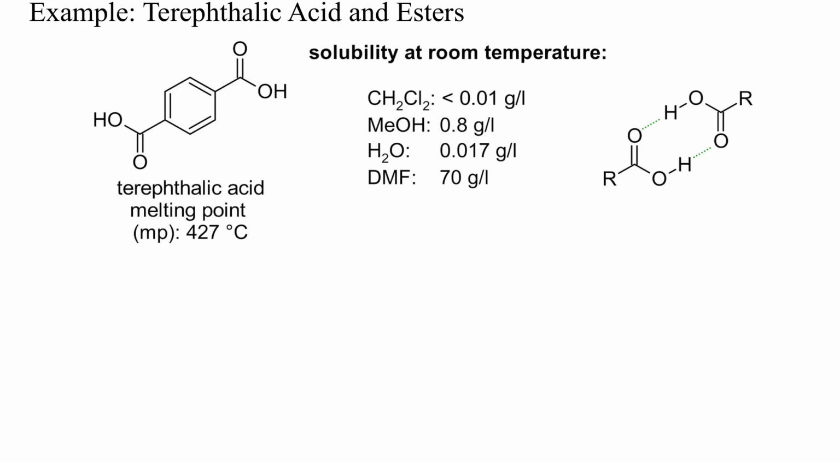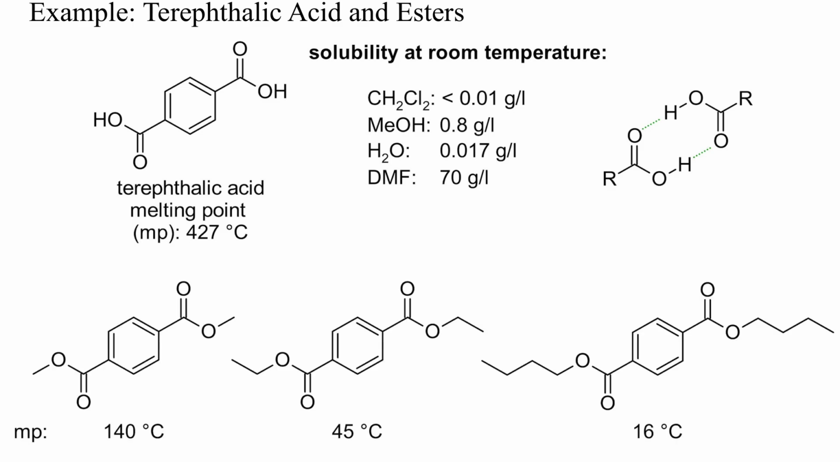This high melting point is caused by the hydrogen bonds between molecules, which give it some polymer character. Accordingly, its solubility is low, even in water or DMF. Thus, terephthalic acid cannot be extracted and must be isolated by crystallization and filtration. Esters of this diacid melt at a much lower temperature and are soluble in most organic solvents.